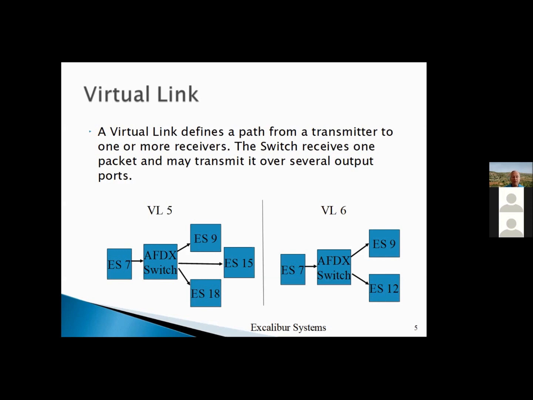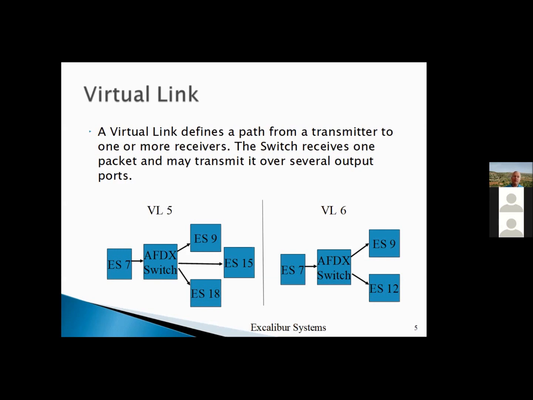So the switch is the one responsible for figuring this out. End system 7 sends VL5, which say is the latitude and the longitude. The switch knows, of course the switch doesn't know that that's what we call it. It knows that it's VL5 because VL5 is in the IP address, and for that matter in the MAC address. And so it looks at that and it says, oh, okay, VL5, let's send you to output ports that are connected to end system 9, 15, and 18.